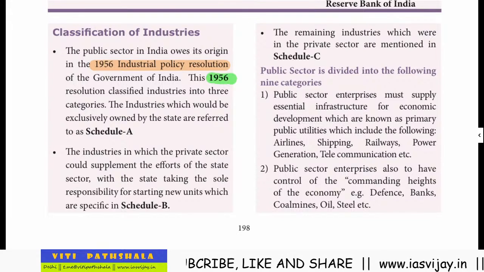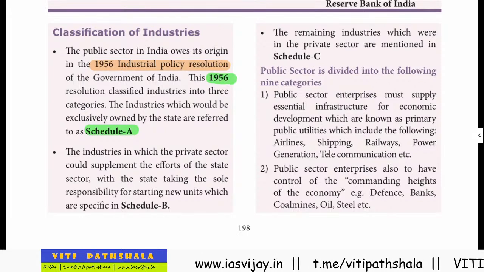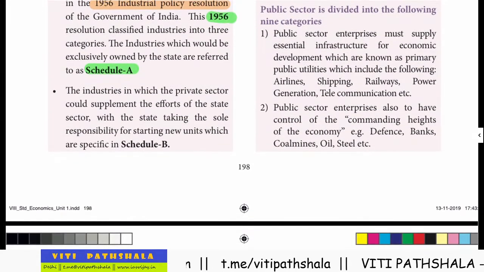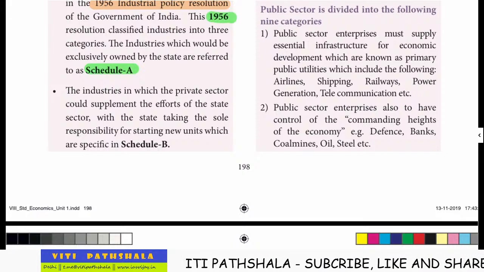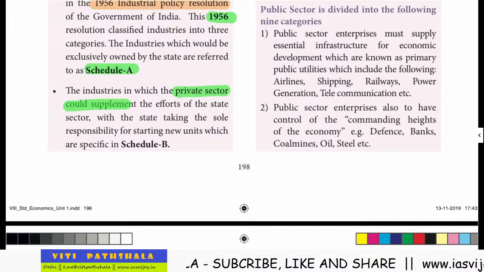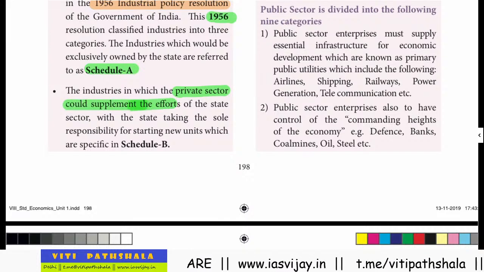Industries which would be exclusively owned by the state were referred to as Schedule A. Then the industries in which the private sector could supplement the efforts of the state, where you have some scope for the private sector, with the state taking the sole responsibility for starting new units.